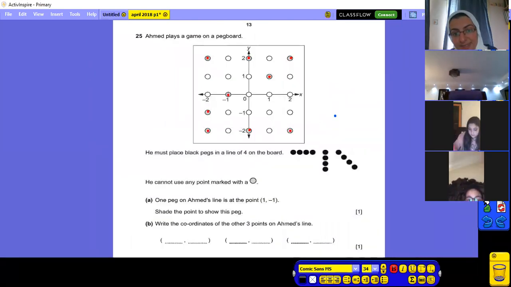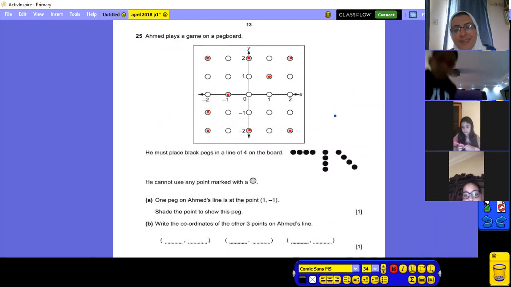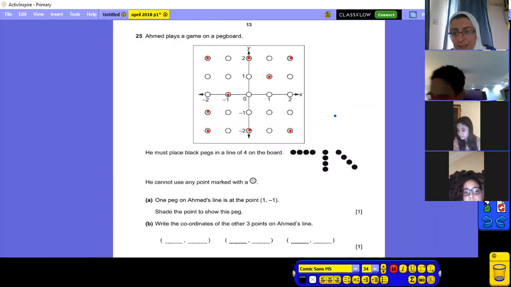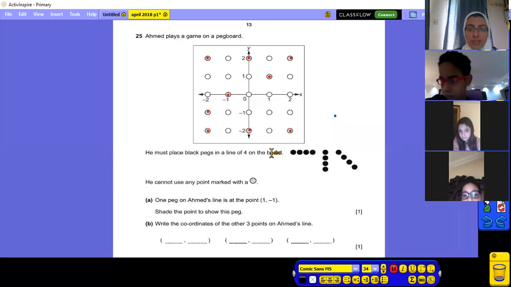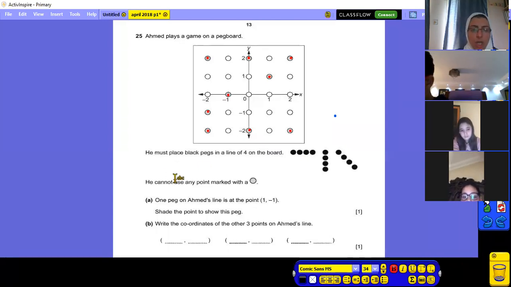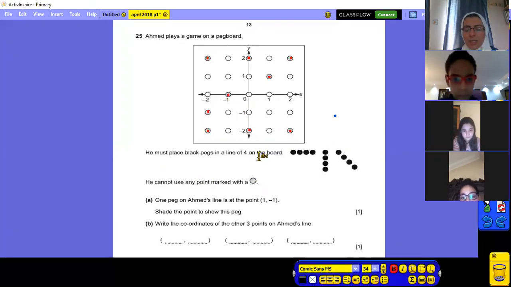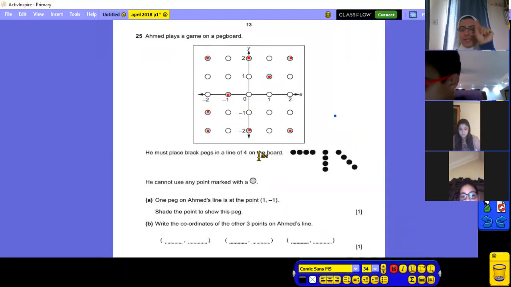In this question, I really want to see your answers. Bismillah. Here in this question, he's telling you, Ahmed plays a game on a pegboard. He must place the black pegs in a line of four. Yani either you're going to put the lines horizontally, vertically, or diagonally. But put into consideration, you cannot pass by the point, can you see the pointed marks with red? This is actually when you print it out, it's shaded. You cannot put the line across these points.